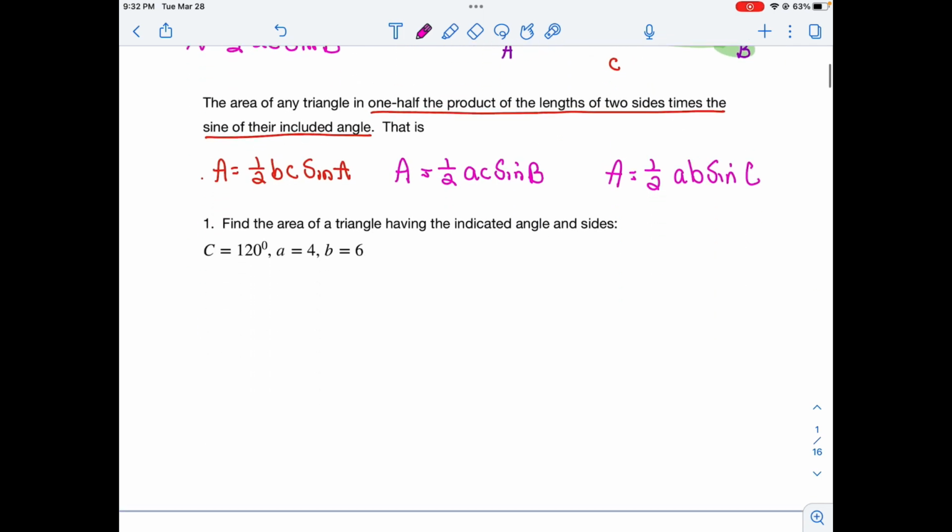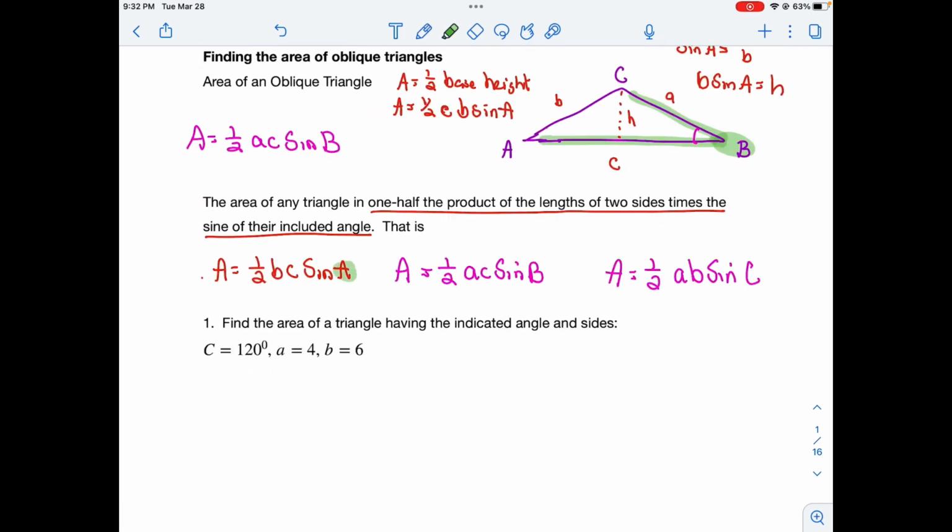Notice a pattern in these formulas. A, B, C, A, B, C, A, B, C. So each letter is only going to be used once. You're going to have two sides and an included angle. So here I know I'm given A, B, C, so I can use this formula. So the area is going to be 1/2 the product of the two sides times the sine of 120 degrees.